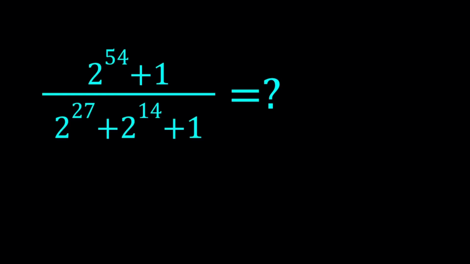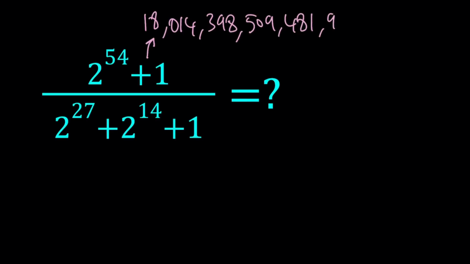For example, what is 2 to the power 54 plus 1? It looks like this. We're going to write it using a lot of digits. So I'm going to write it down first, and then I'm going to read it. So 2 to the power 54 plus 1 is equal to 18 quadrillion, 14 trillion, 398 billion, 509 million, 481,985. This is a gigantic number.